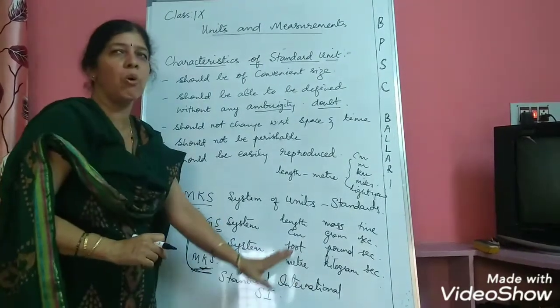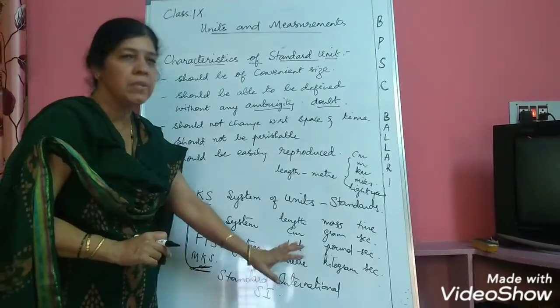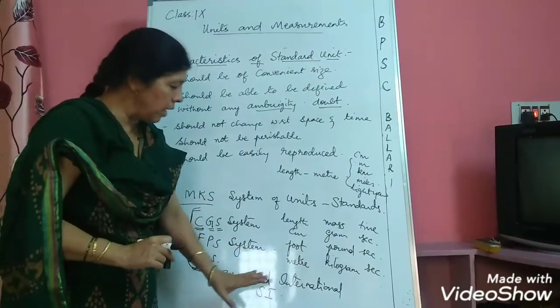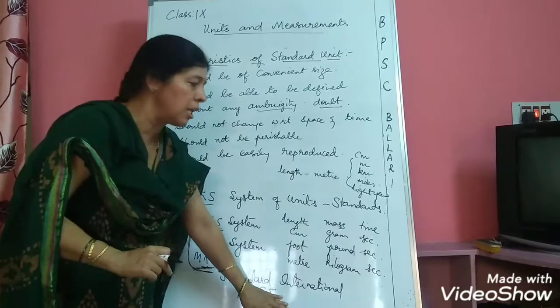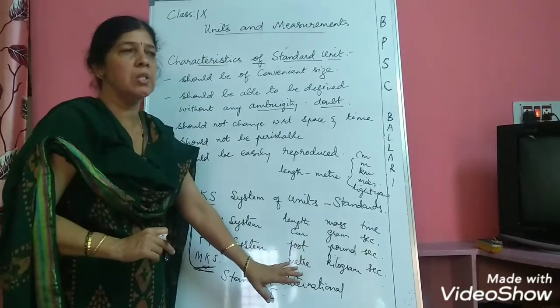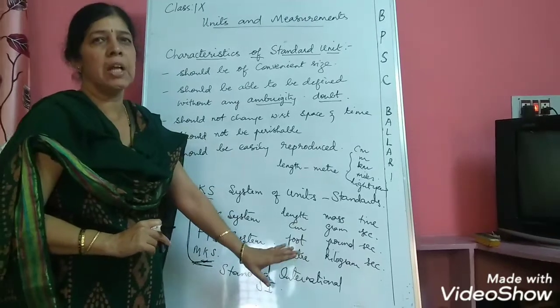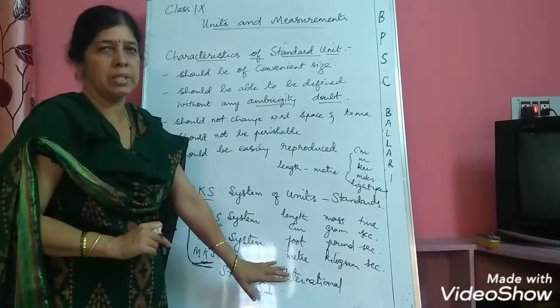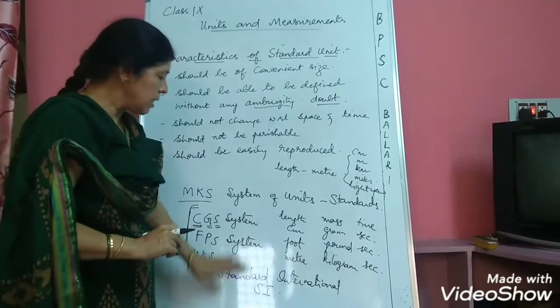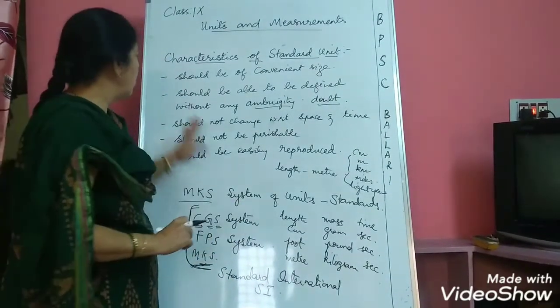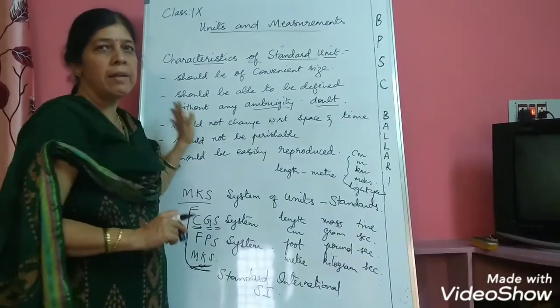So when you express all your physical quantities, whatever physical quantities you measure, in terms of Standard International, then it will be very easy to understand and would not create any confusion in understanding the physical quantities. So this is about systems of measurement and also the characteristics of standard unit.